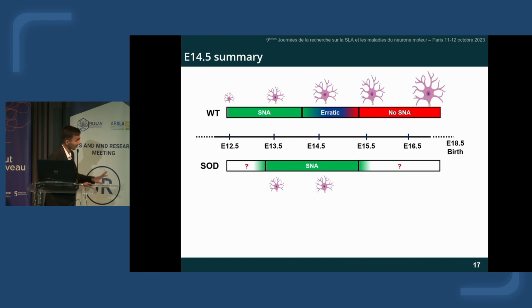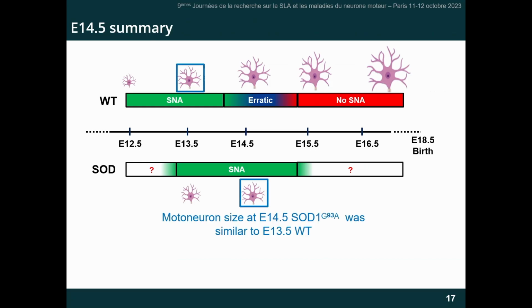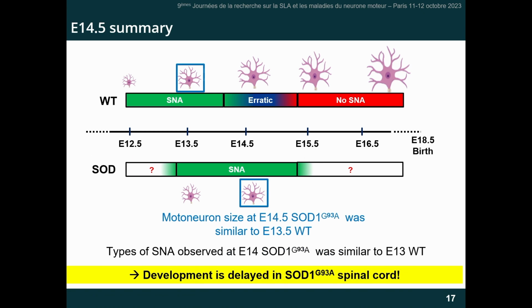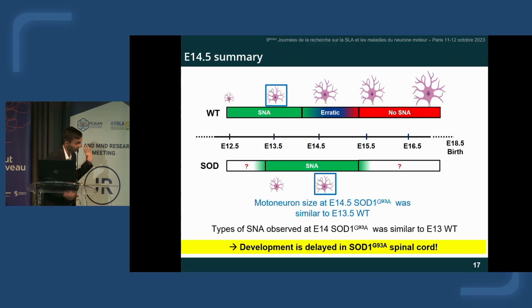So just to summarize what I've talked about so far, the size of motor neurons that we observed at embryonic stage E14.5 was similar to that of E13 wild type. And the types of motor neurons that we observed at E14 were also similar to that of E13 wild type. This shows there is a delay in development of at least 1 day in this mouse model.